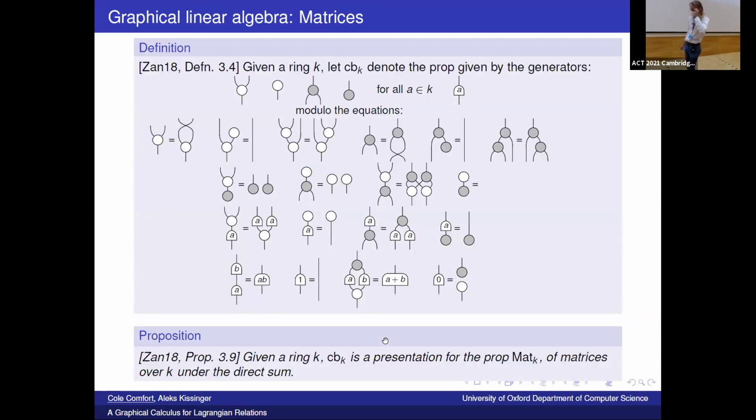So there's this well-known presentation of matrices over a ring in terms of a monoidal theory. Given a ring K, matrices over this ring are presented by these generators and equations. The white comonoid is like copying and deleting, the black thing is like addition and 0, and every scalar in the ring is an endomorphism on this one wire.